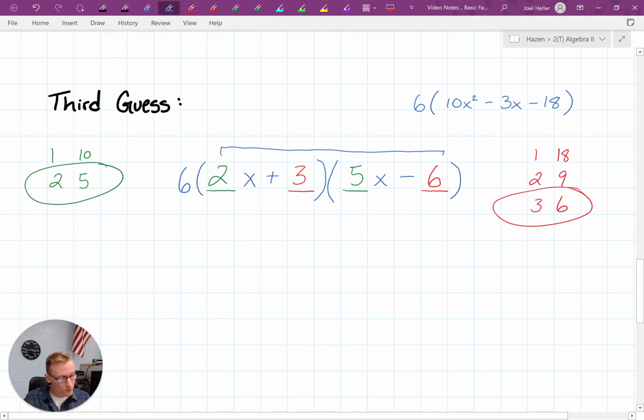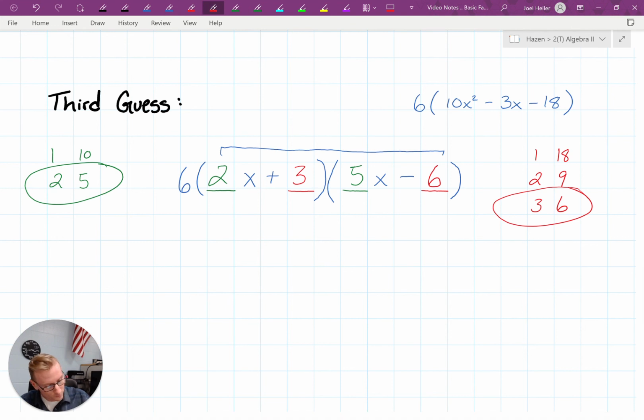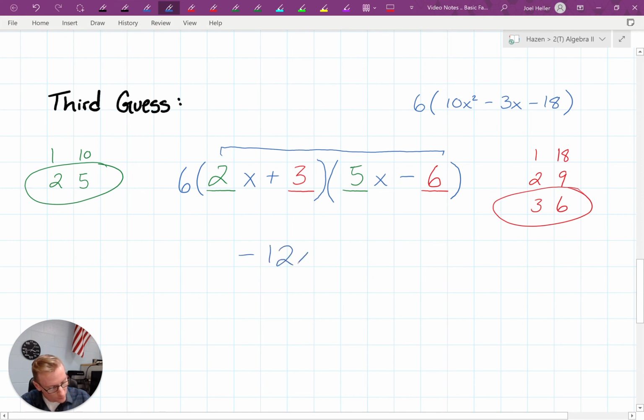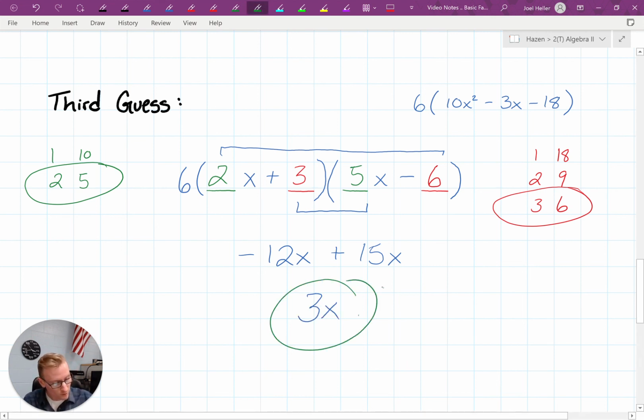Testing the outside number, 2x times negative 6. 2x times negative 6 is going to be negative 12x. And then you get the 3 times the 5x, that's going to give me plus 15x. Combine those together, and that gives me positive 3x. That's really close to what I'm looking for up here. I'm looking for that negative 3x. So that's a positive, I need that to be a negative.